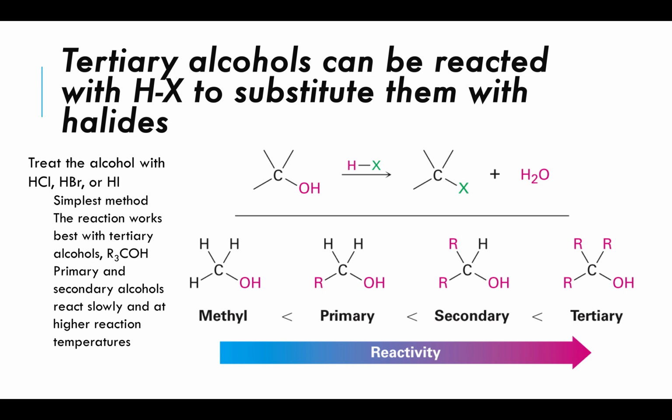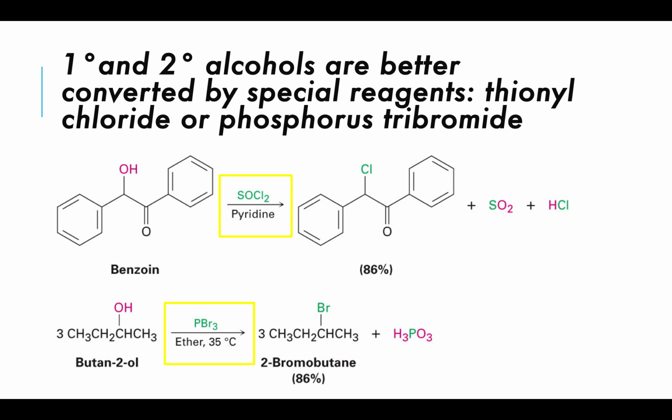Now, if I don't have a tertiary alcohol, there are actually special chemical reagents that we can use. So if I want to turn, let's say, benzoin, which has a secondary alcohol, into a chloride, so I want to chlorinate it, substitute it for a chlorine, I will use thionyl chloride or SOCl2. What if I want a brominating agent? A good example would be phosphorus tribromide or PBr3.